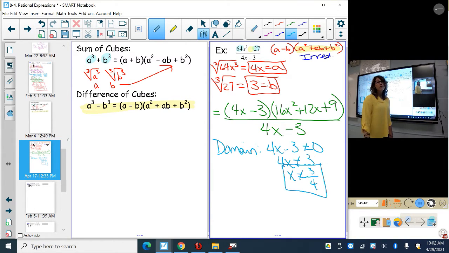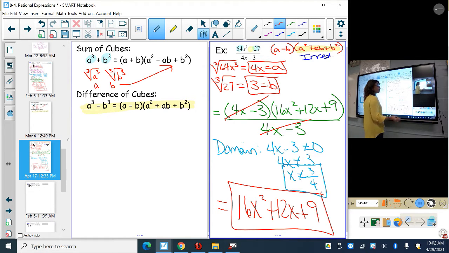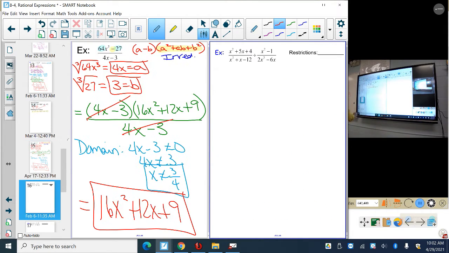And then from left to right, I'm going to cancel out what is exactly in common. 4x minus 3 is in common, and that's going to leave 16x squared plus 12x plus 9. And remember, when you apply the difference or the sum of cubes formula, the second trinomial that you use for the formula is irreducible. So I cannot go any further than that. Okay?